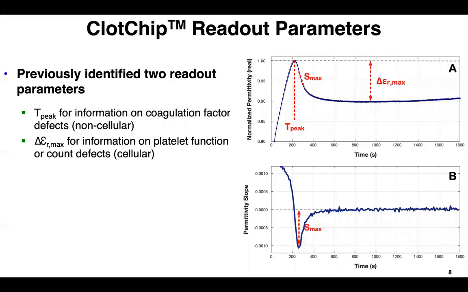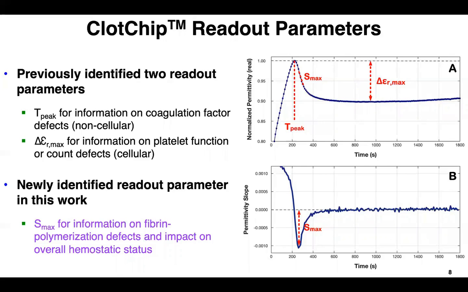Then a second parameter was obtained from the ClotChip readout, which is defined as delta epsilon R max, and it's defined as 1 minus the ratio of minimum permittivity after T peak to maximum permittivity. The parameter delta epsilon R max is indicative of clot strength and has been shown to change with platelet activity.